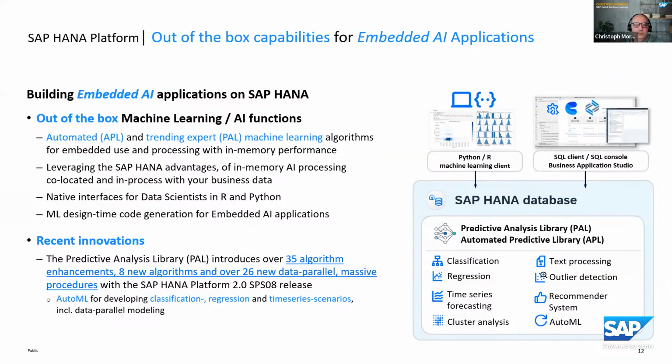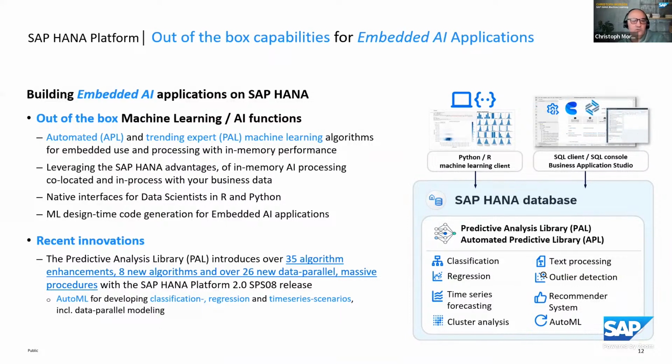So basically, you can generate the HANA design time procedures for a given machine learning scenario. In the predictive analysis library, specifically in this new release in SPS 8, we have a large number of enhanced algorithms, 8 completely new, and specifically to point out 26 or 27 algorithms which have been enabled with this data parallel massive execution pattern, which we'll cover in a second.